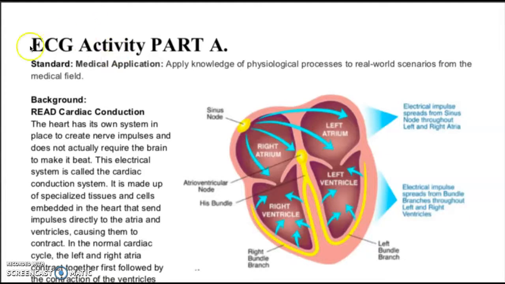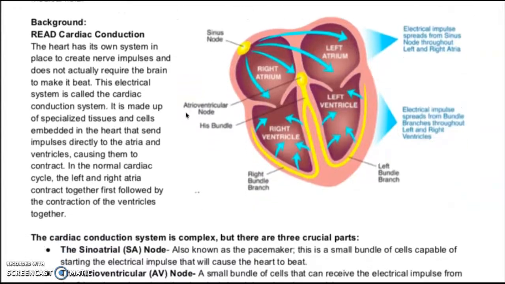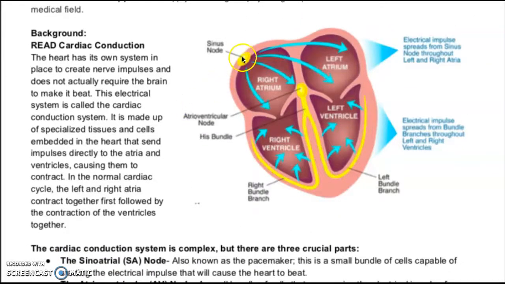Okay, so for Wednesday, you'll be doing ECG or EKG, just depends which part of the country you're in, or the world. But for part A, you'll just read the background, cardiac conduction. So the 3 main parts are the sinus node. So this is where the electrical system starts. Sinus node triggers the AV node, or the atrioventricular node. The AV node then triggers the Purkinje system, which you can see here in yellow. And the Purkinje system controls the movement of the ventricles, which at this point you should know pump the blood out of the heart.